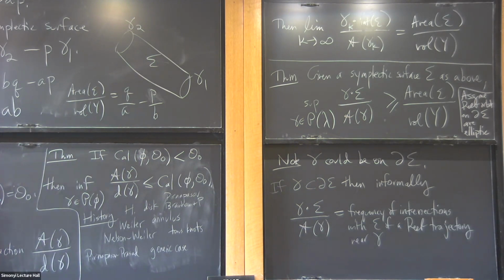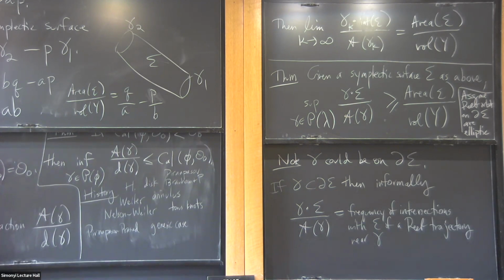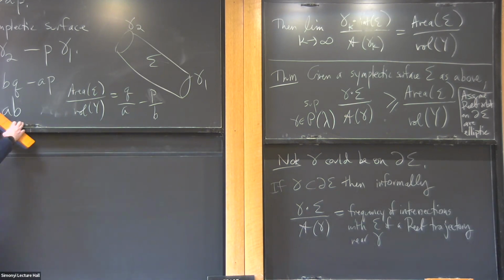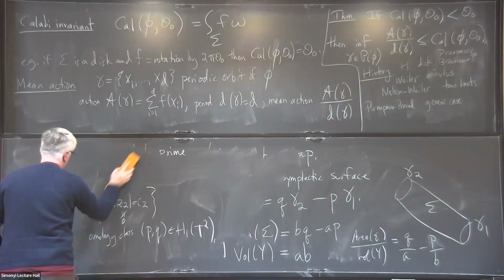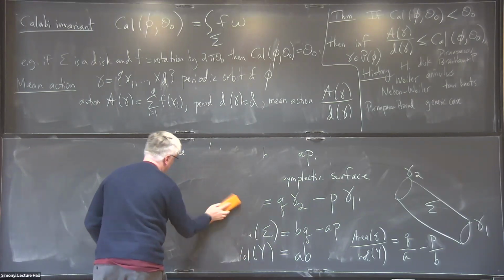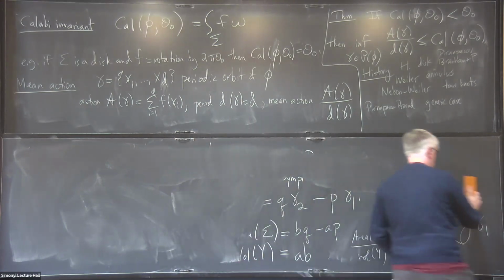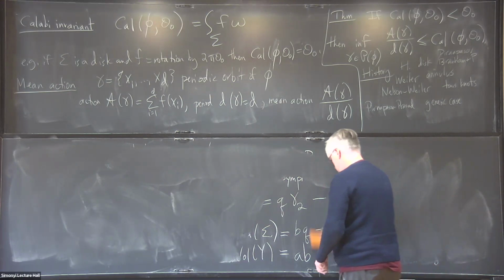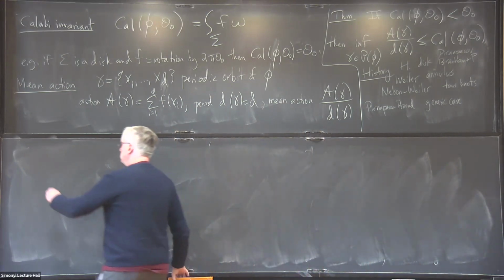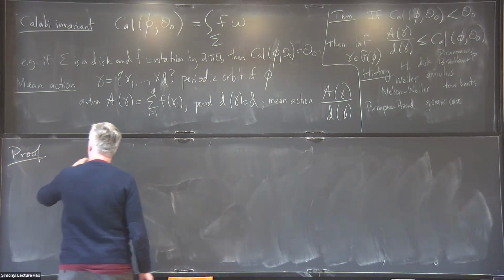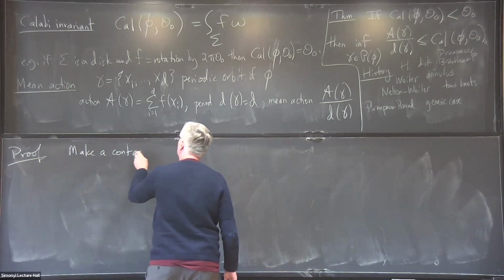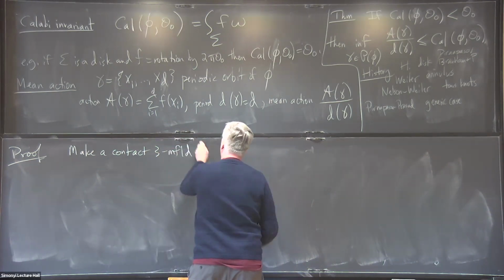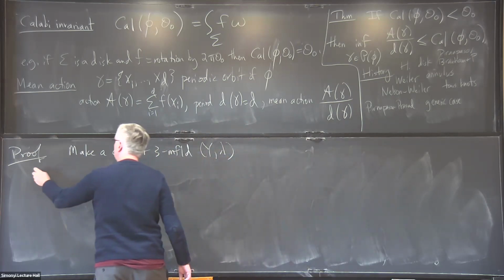So I can write that down. So we can make a contact three-manifold by lambda, where it's an open book decomposition.